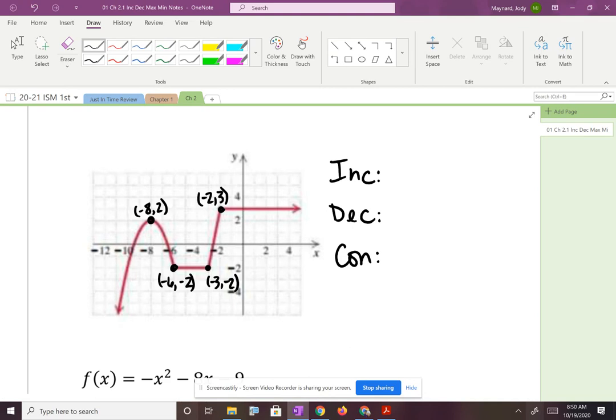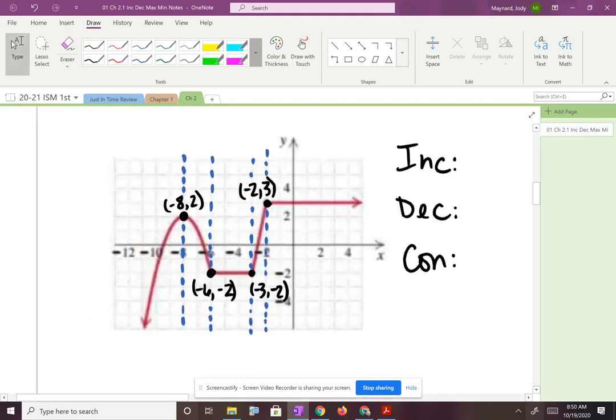So here, at each one of these points, we change from increasing to decreasing, decreasing to constant, constant to increasing, increasing to decreasing, like any of that, right? All of these places are where we change, right? Okay. So let's look at each thing inside of there and decide whether it's increasing, decreasing, or constant.